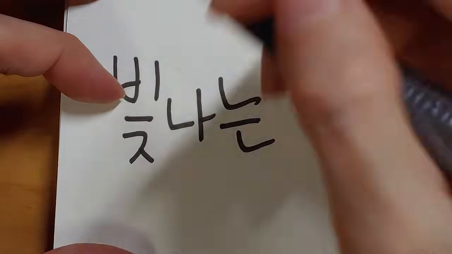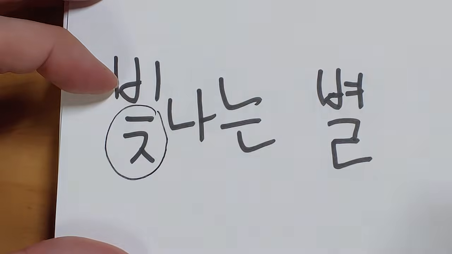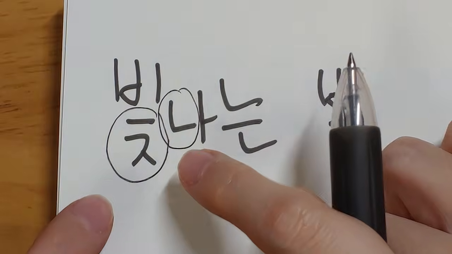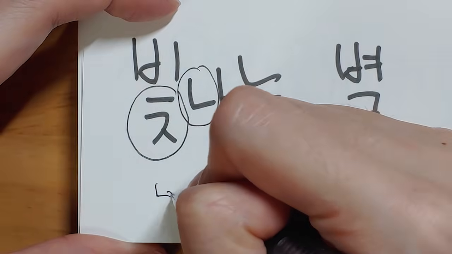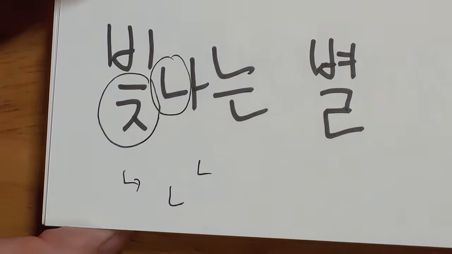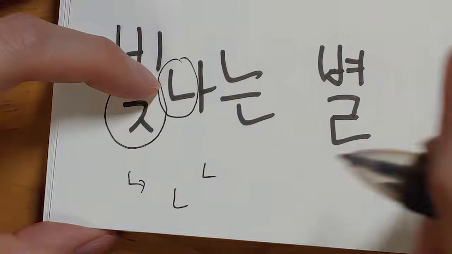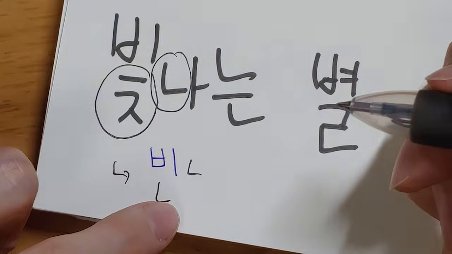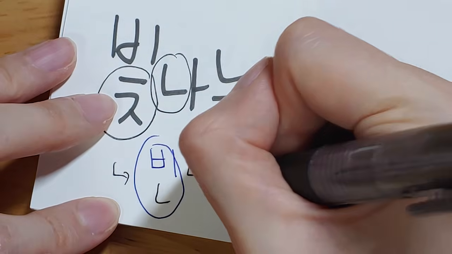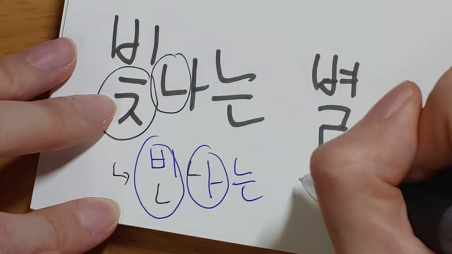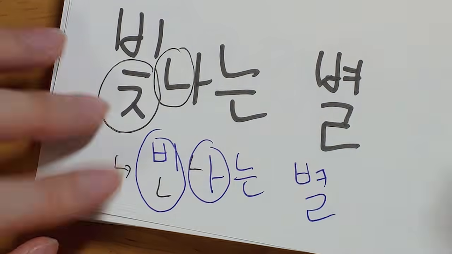We also learned this. 치읓 받침 combined with 니은 consonant. We learned that, right? So this one should be pronounced 빛나는 별. 빛나는 별.